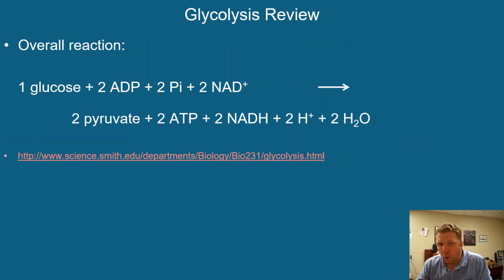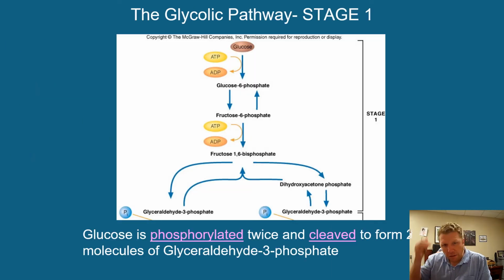Now, the overall reaction is therefore, you've got your reactants of 1 glucose, 2 ATP, adenosine diphosphate, 2 inorganic phosphates, 2 NAD+, and you're going to produce 2 pyruvate, 2 ATP, 2 NADH, 2H, and 2 water molecules. Now, like I said, this is going to take place over the course of 2 different stages.